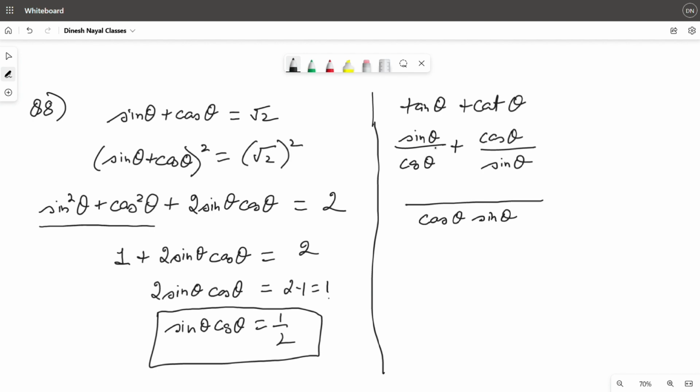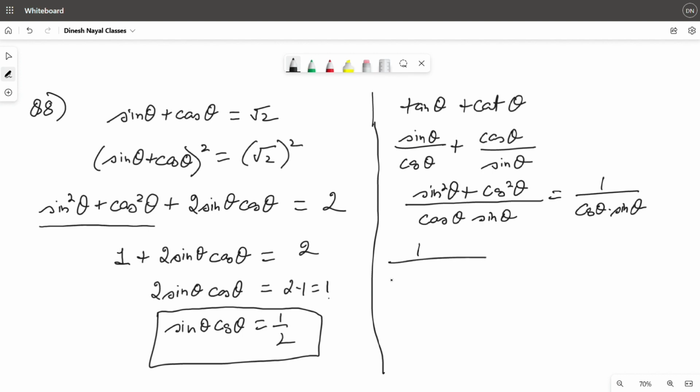Now what will this be? This will be sin square theta, since this is cos theta times sin theta... sin square theta. Plus over here, we do cos theta into cos theta, that will be cos square theta. Now again by the identity we know that sin square theta plus cos square theta is 1. So this is equal to 1 upon cos theta sin theta.